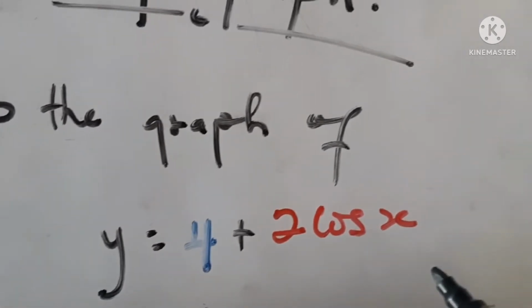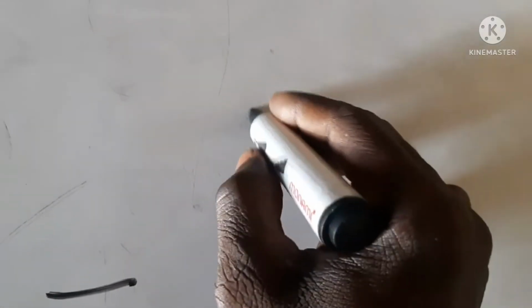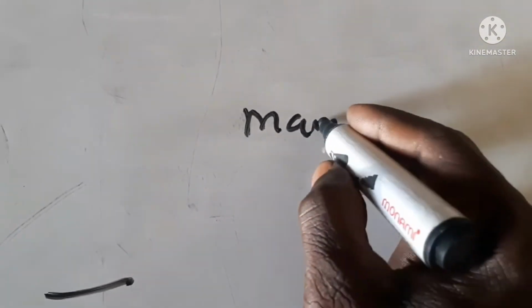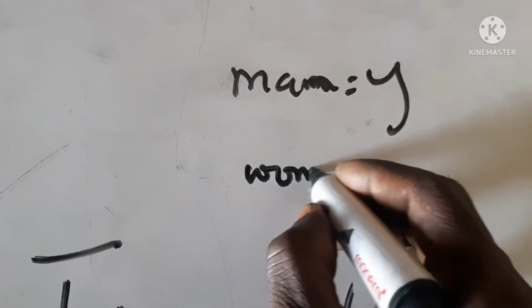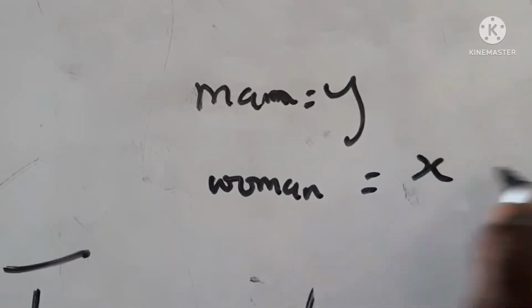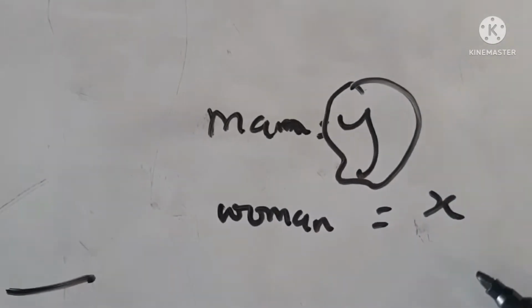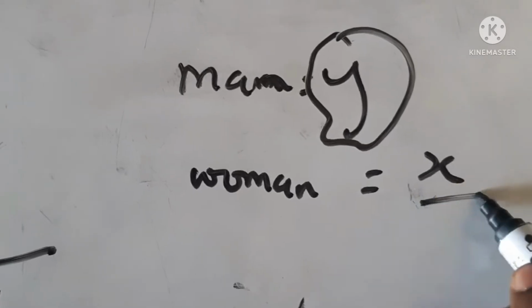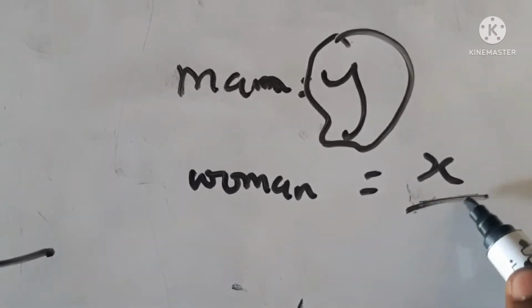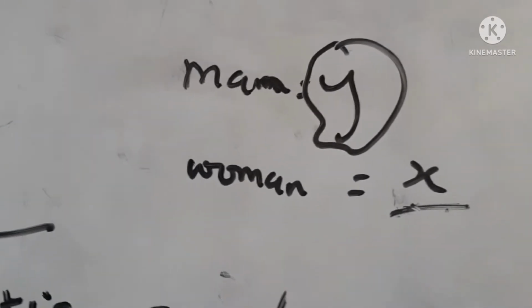To break everything down, let's say we want to determine the ages of two people. Let's call the man y, and the woman, or maybe a lady, x. So we want to determine the ages of all the men using the values of the women. If you know the age of one woman, we can easily determine the age of the man using this machine.